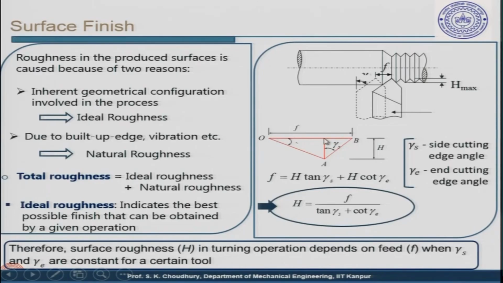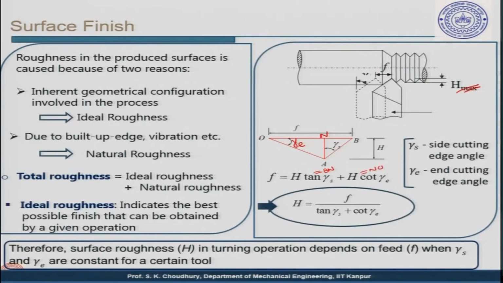This distance is equal to, what is this? This is the h, from peak to valley. You can see that this is the H, or H maximum as it is said here. So, here we are taking it as h. This h is equal to h times tan of gamma s, and h times cot of gamma e, where gamma e is the end cutting edge angle and gamma s is the side cutting edge angle. This is equal to O N, and B N is equal to N O.